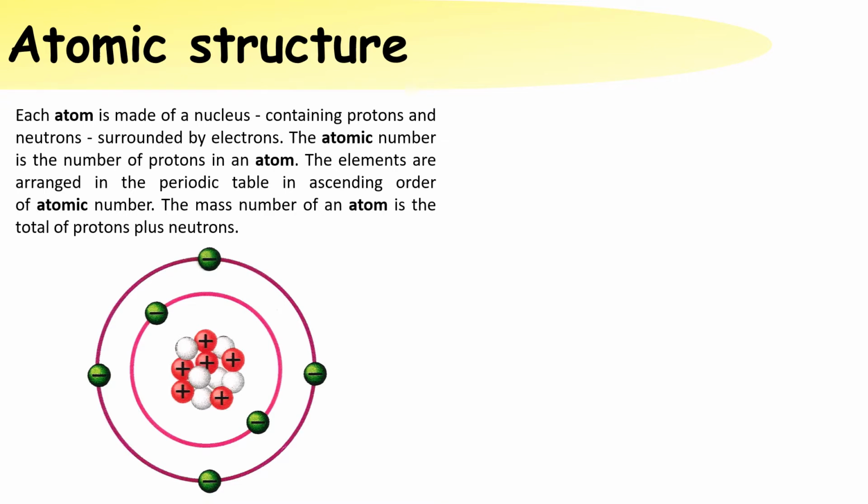Atomic structure. Each atom is made of a nucleus containing protons and neutrons, surrounded by electrons. The atomic number is the number of protons in an atom, and elements are made up of these three subatomic particles. The mass number of an atom is the total of its protons plus neutrons. There are a few key phrases that we need to be aware of.